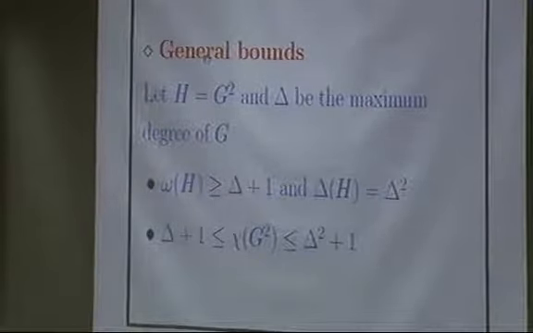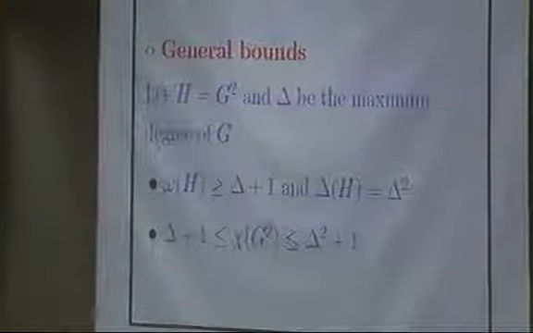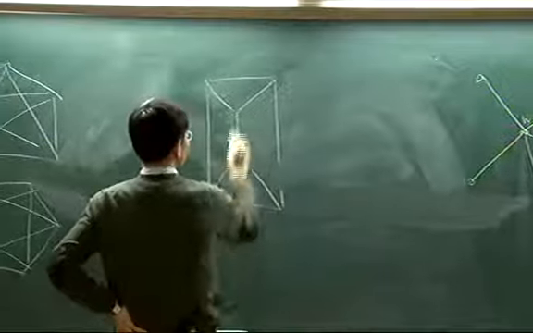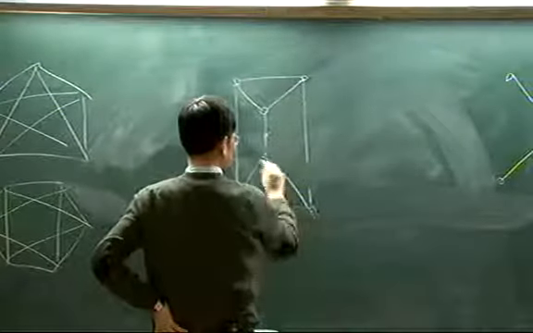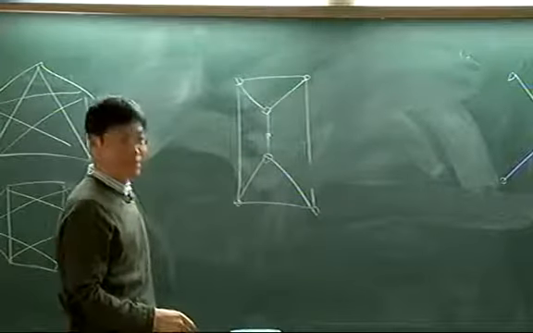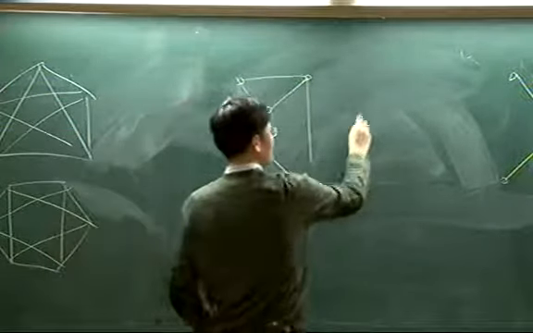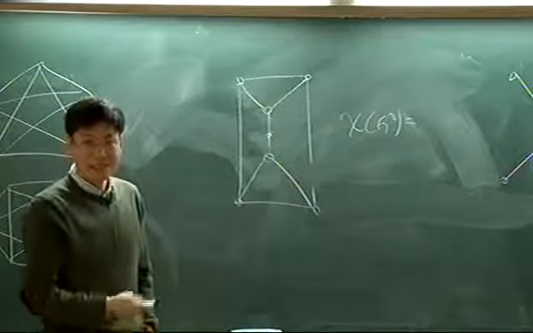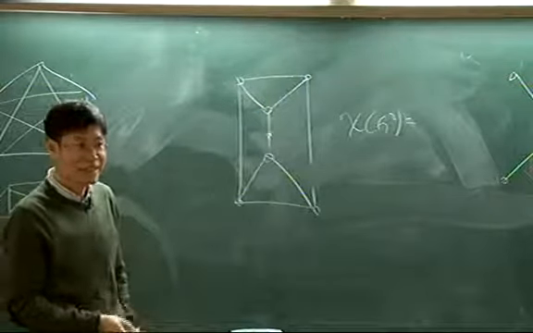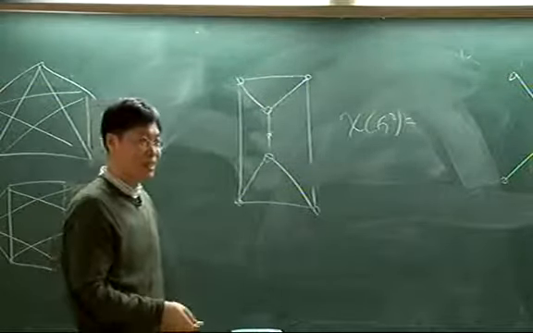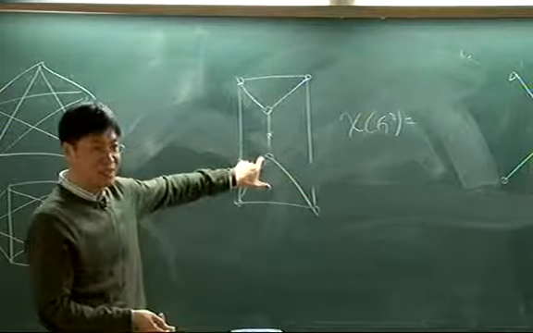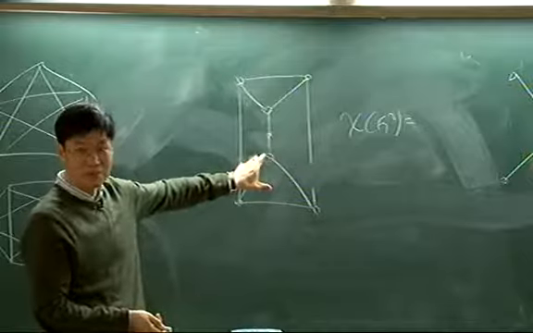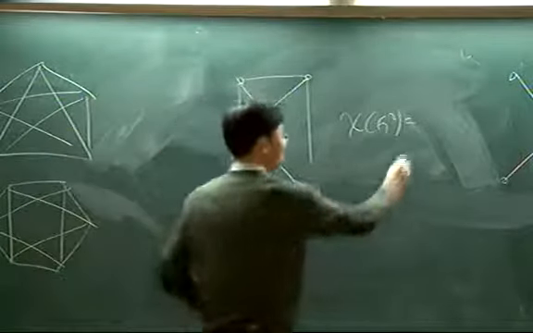Okay, let me give you a little more hint. Sometimes it becomes very complicated. Okay, we have 7 vertices. The chromatic number of this square graph, what is this? Every 2 vertices are within distance 2, so it's 7.